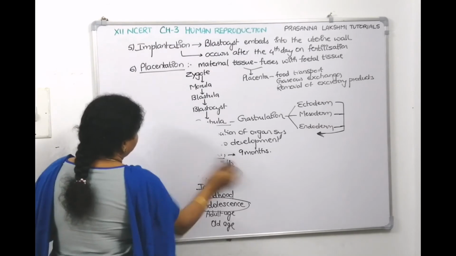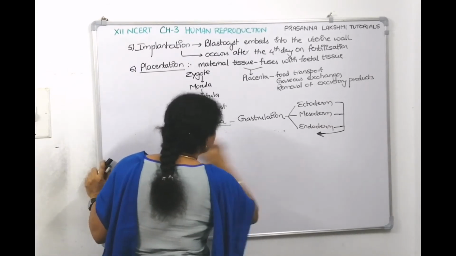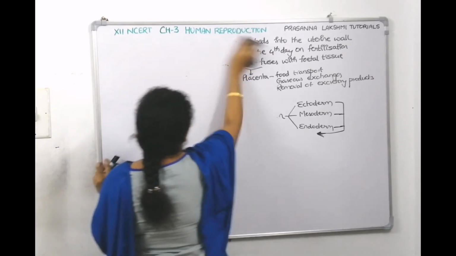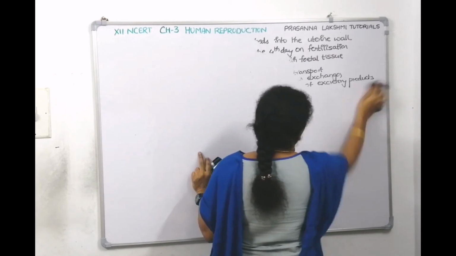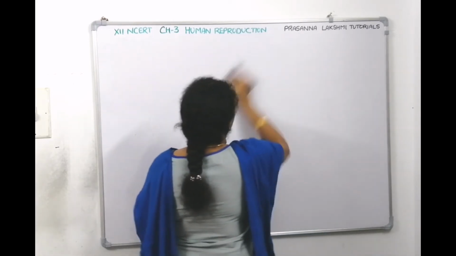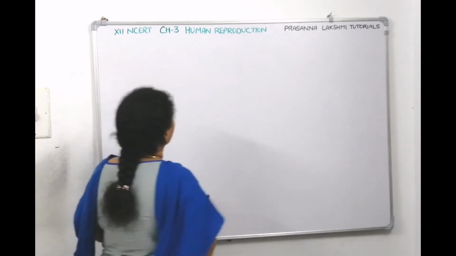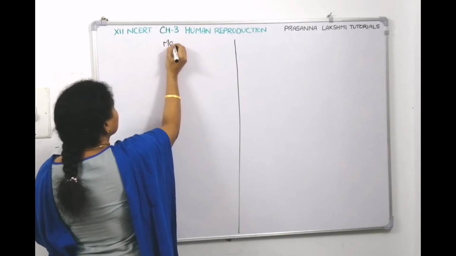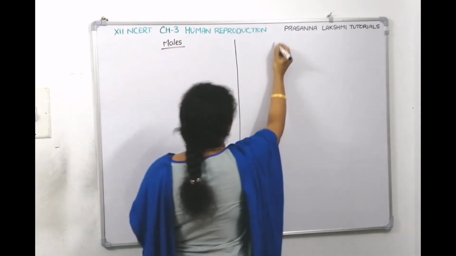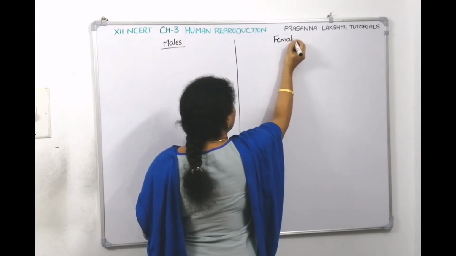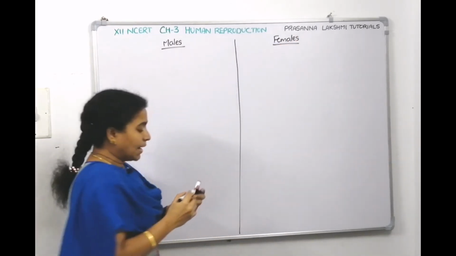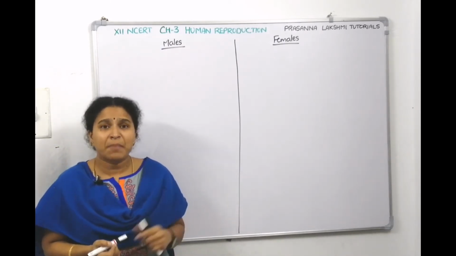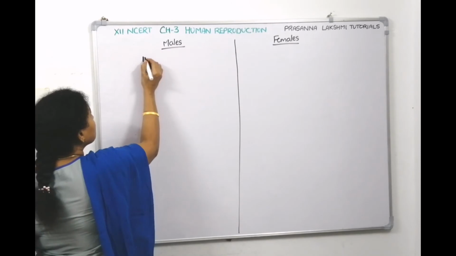I told you it's called the age of puberty. In girls, the age of puberty is a little early. In boys, the age of puberty is a little late. In males, what are the changes we can see at the time of adolescence? And in females, what changes can we see at the time of adolescence? Now, the age of adolescence in males, I told you, is 13 to 16 years.